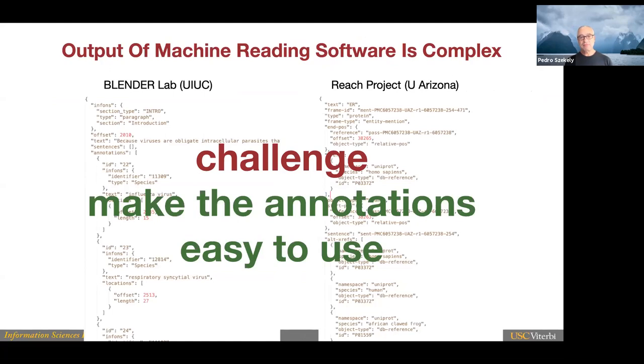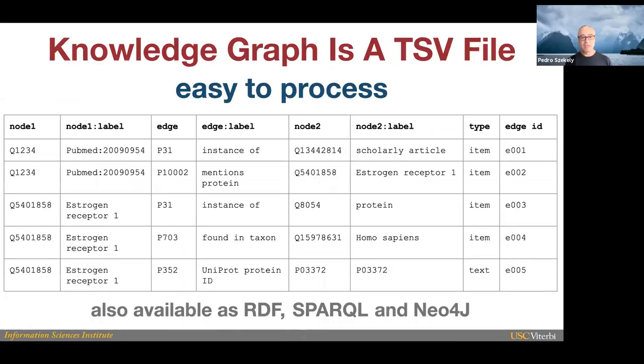The challenge is that these extractions come in formats that are strange to us and difficult for researchers to use. The goal is to make it a simple format that downstream applications can consume. This is the format that we are putting everything in, which is triples, but in a TSV file, not in RDF, because we found that most folks we work with are kind of allergic to RDF, and they prefer TSV.